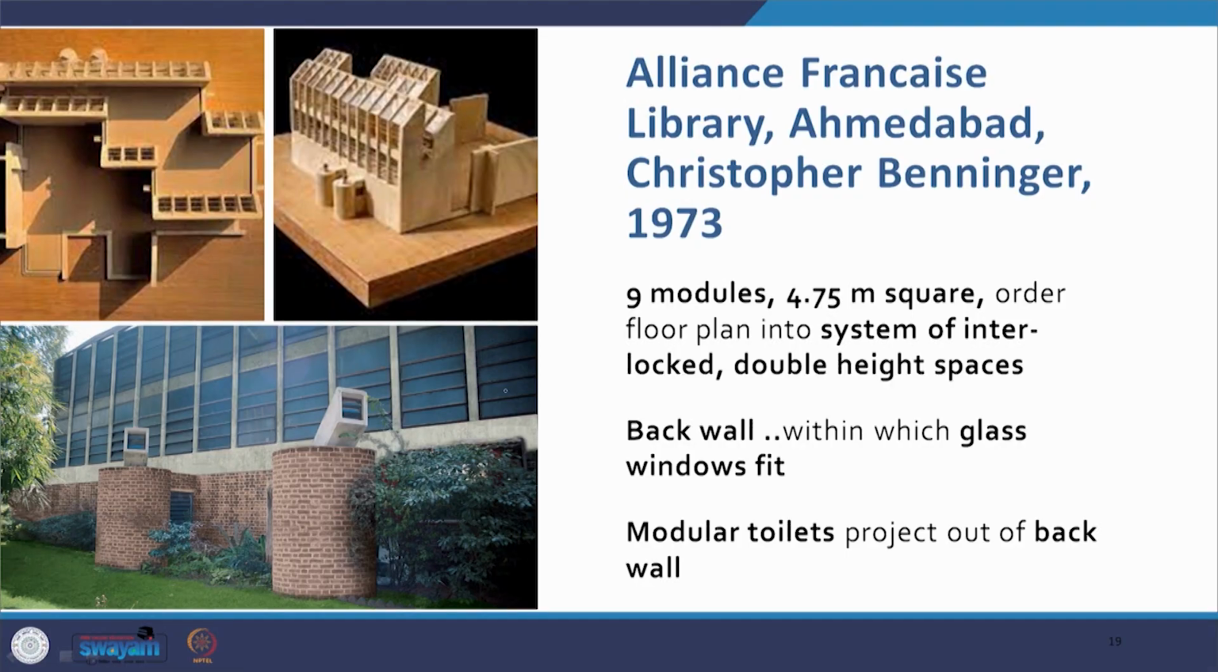So coming to the Orléans-Français Library in Ahmedabad by Christopher Benninger, this library essentially has 9 modules of 4.75 by 4.75 square, and this ordered floor plan is into a system of interlocked and double height spaces. As you see here, these are double height spaces if you see this in this model, and here also, and this back wall that you see here in the model is completely glazed, and there are these modular toilets, as you see in this photograph, that are projecting out of the back wall.